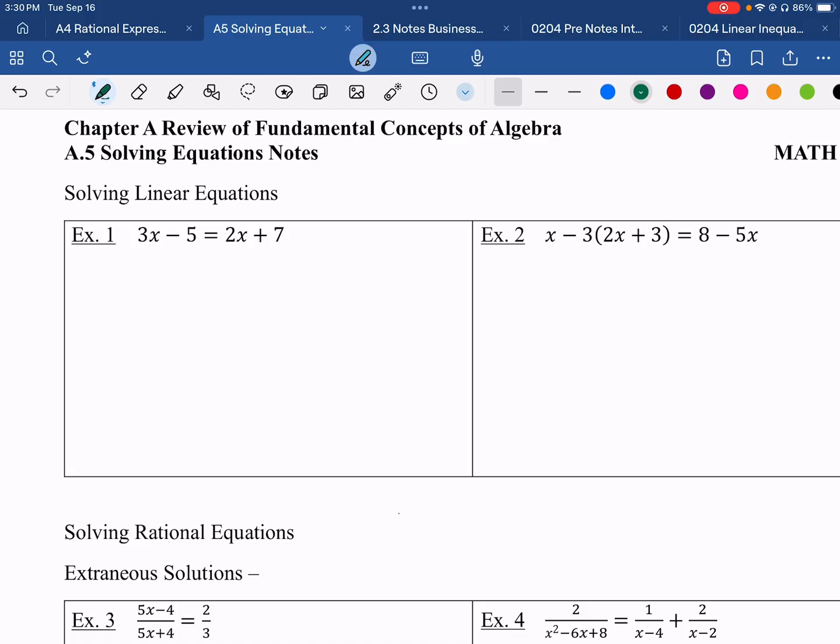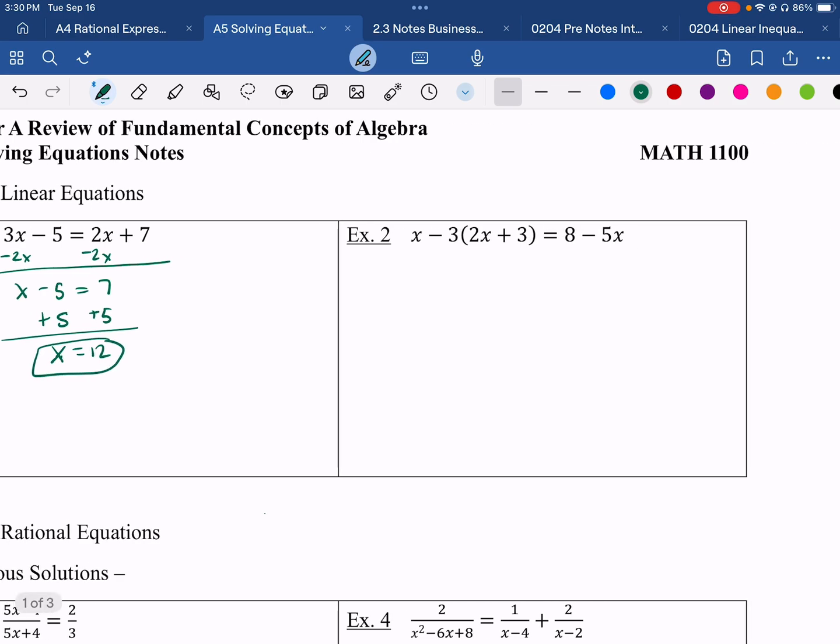First thing we want to do is get our x's on the same side. So I'm going to subtract the 2x. It's going to give me x minus 5 equals 7. I'm going to add the 5. I get x equals 12.